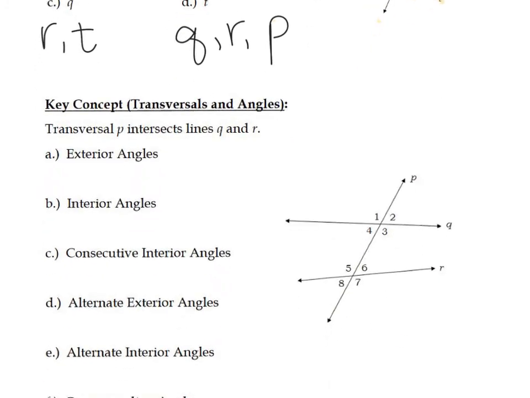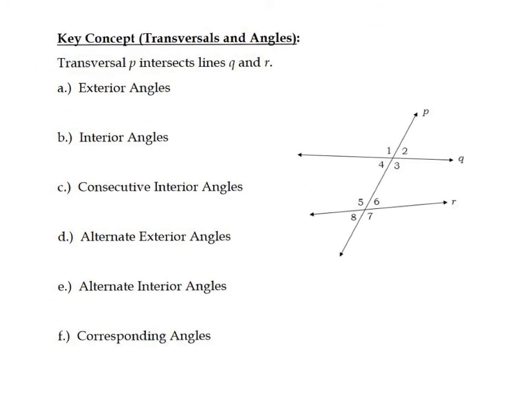Okay. So the last thing we want to talk about is the types of angles that are formed by transversals intersecting two lines. And we're going to talk more in section 2 about what happens if these two lines are specifically parallel and what kind of relationship exists. But for right now, we have a transversal P intersecting our lines Q and R, and we've created 8 angles here. And there are specific names for each angle.